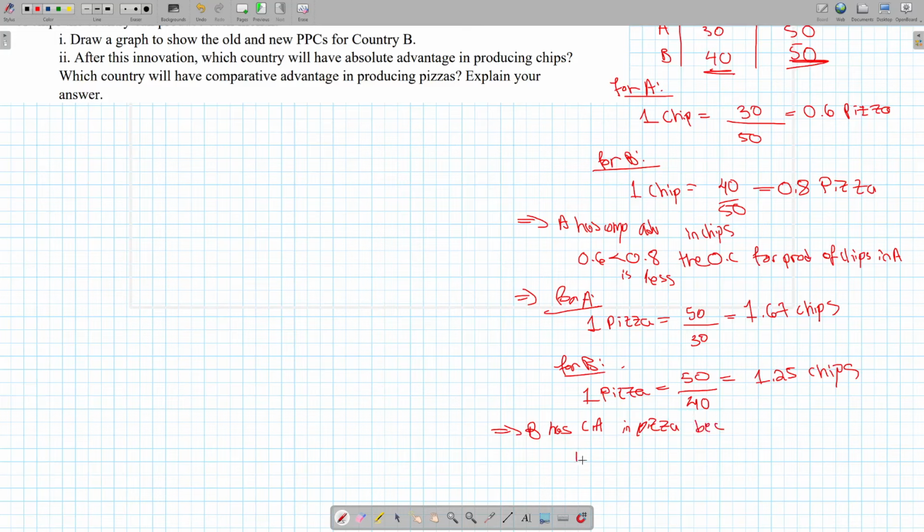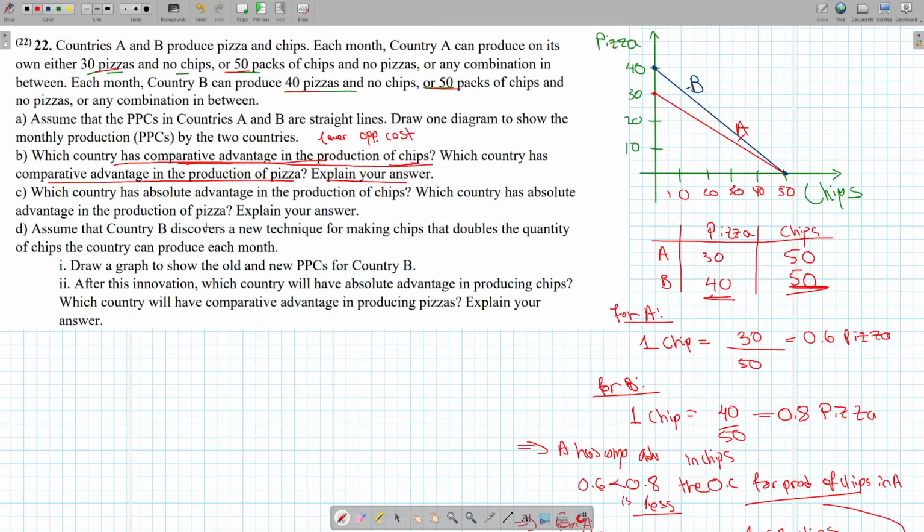because 1.25 is less than 1.67, meaning the opportunity cost, same thing as here, for production of pizza in B is less. Okay, I'm just going to copy that down here. But instead of chips you put pizza, instead of A you put B. Alright, I hope that makes sense. Now, which country has absolute advantage in the production of chips? Which country has the absolute advantage in the production of pizza?